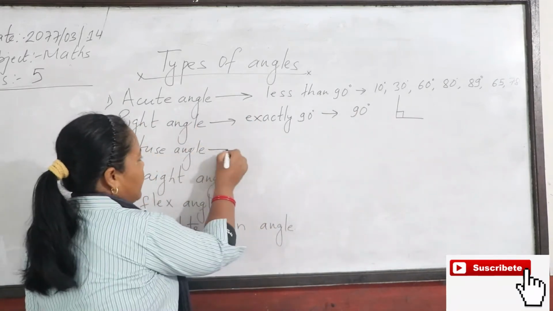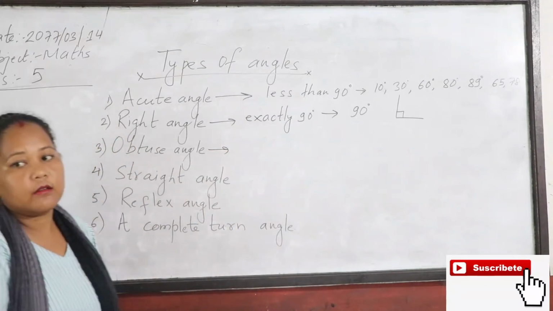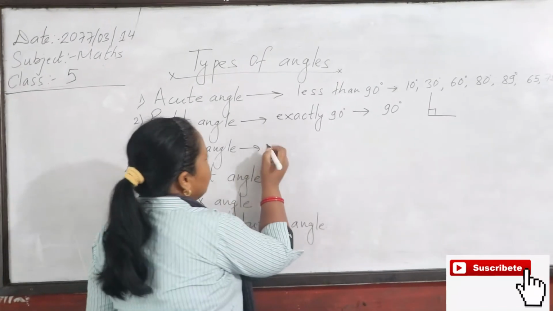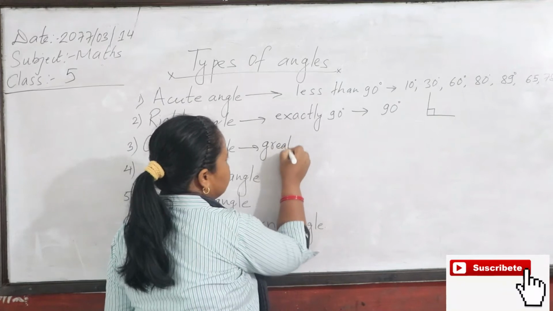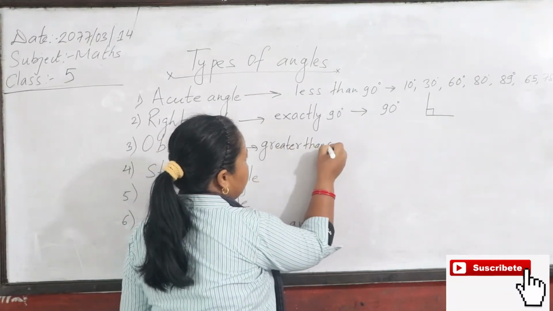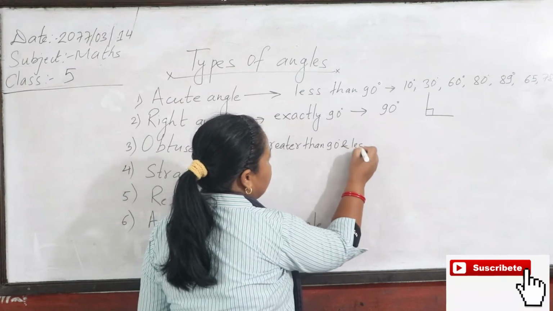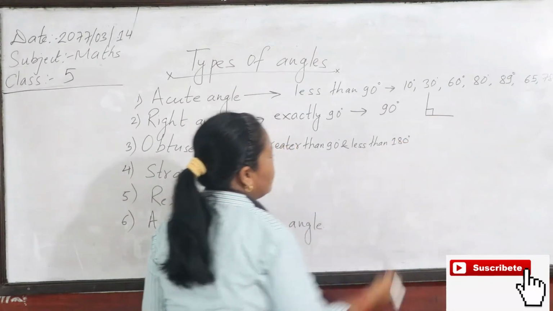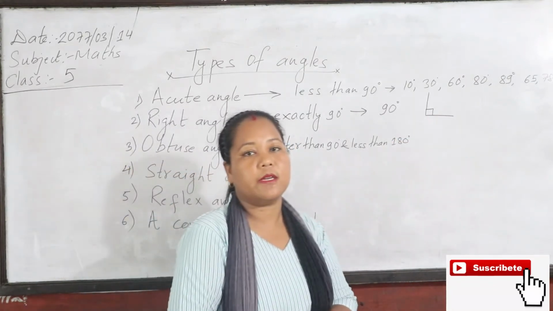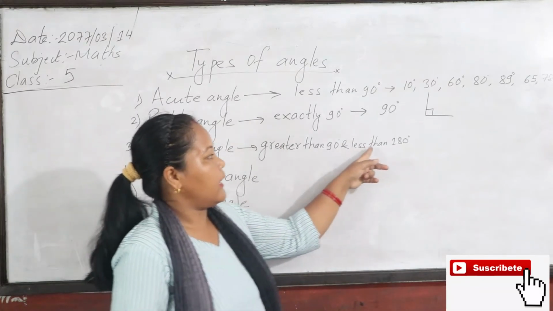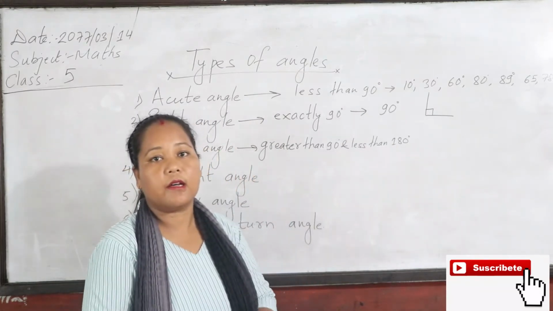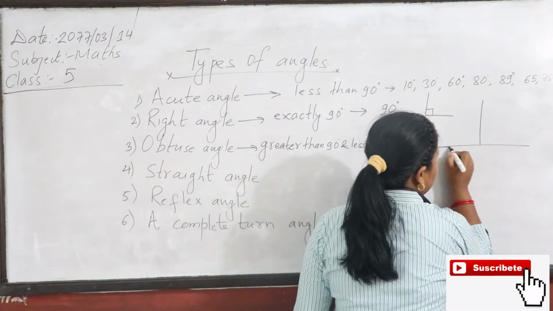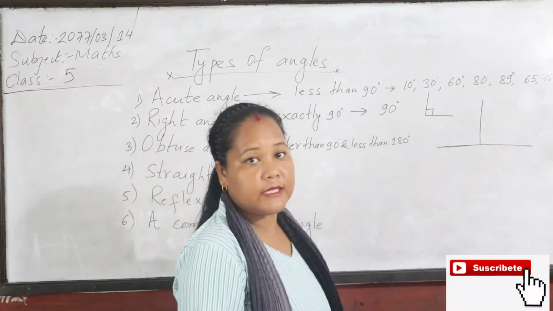Okay, now the next angle, obtuse angle. What is obtuse angle? Obtuse angle means greater than 90 degree and less than 180 degree. The angle whose measurement is greater than 90 degree and less than 180 degree, they are called obtuse angle. This straight line, it is 180 degree.